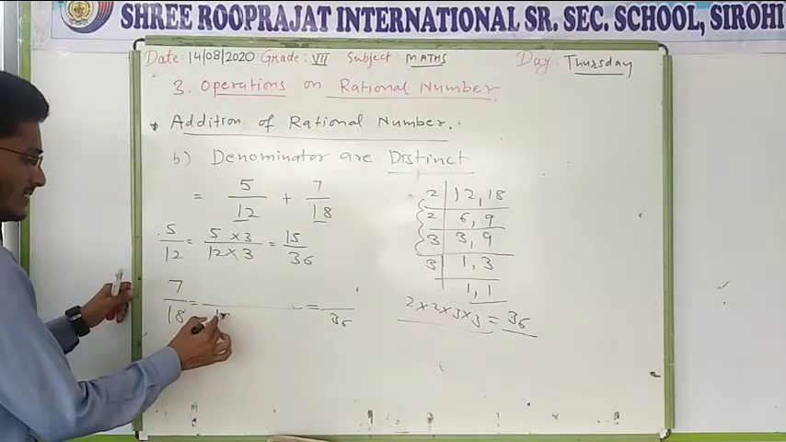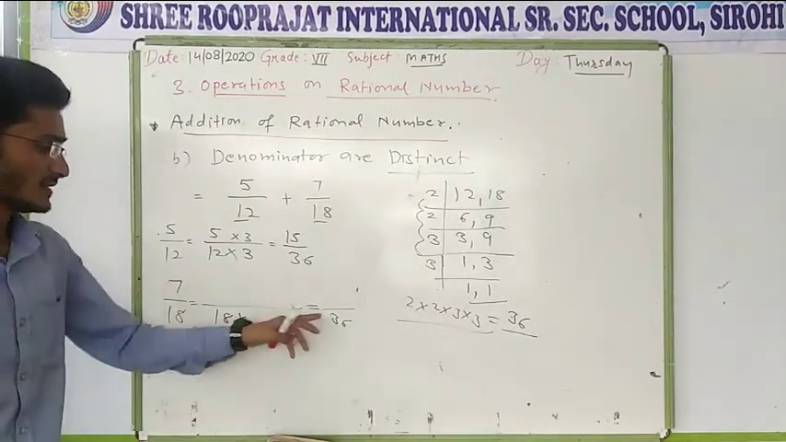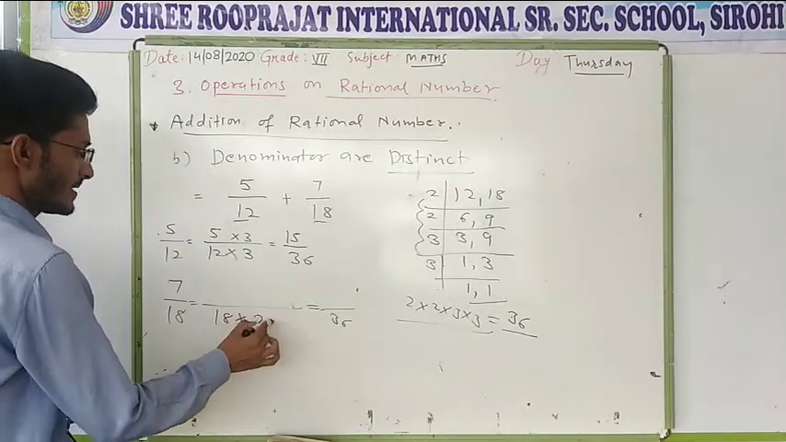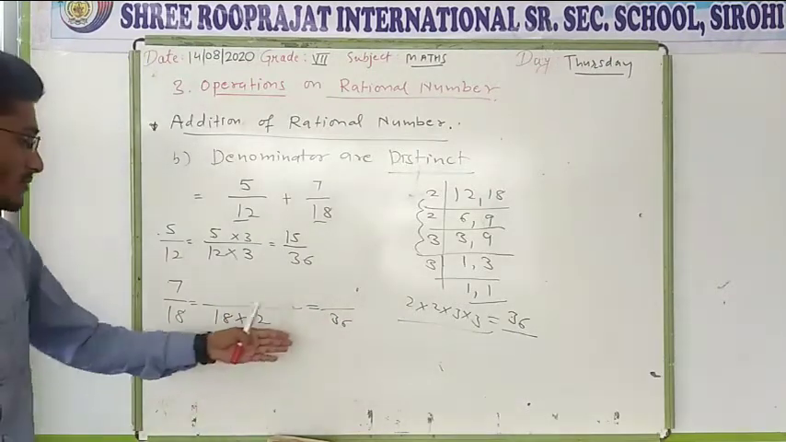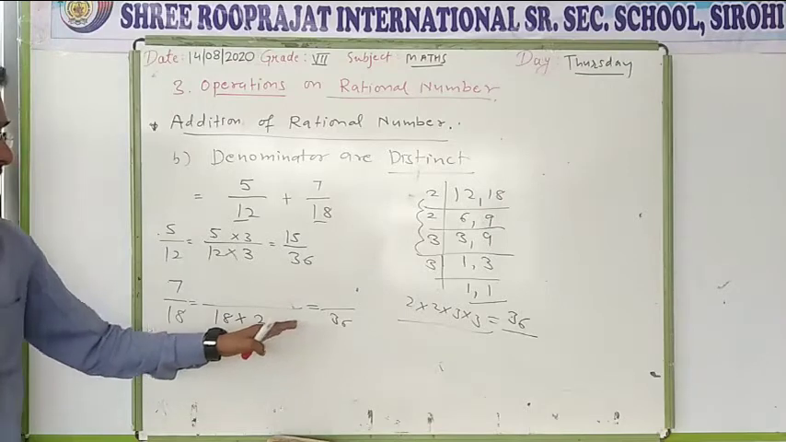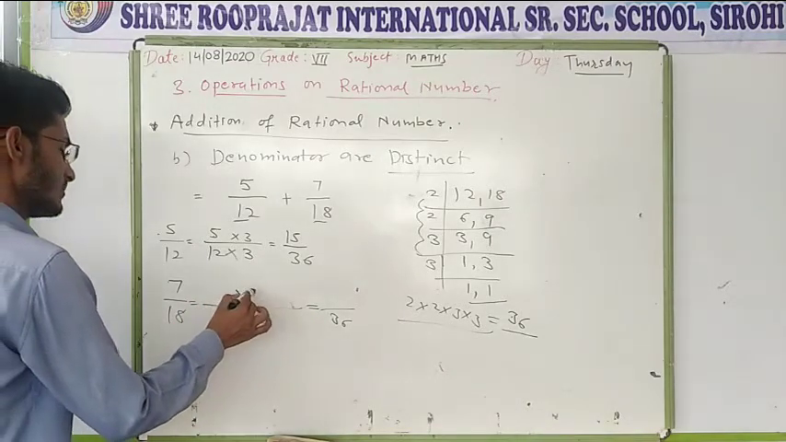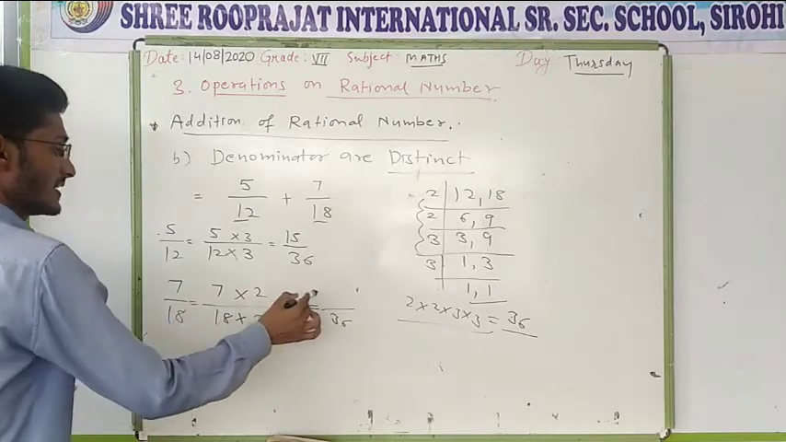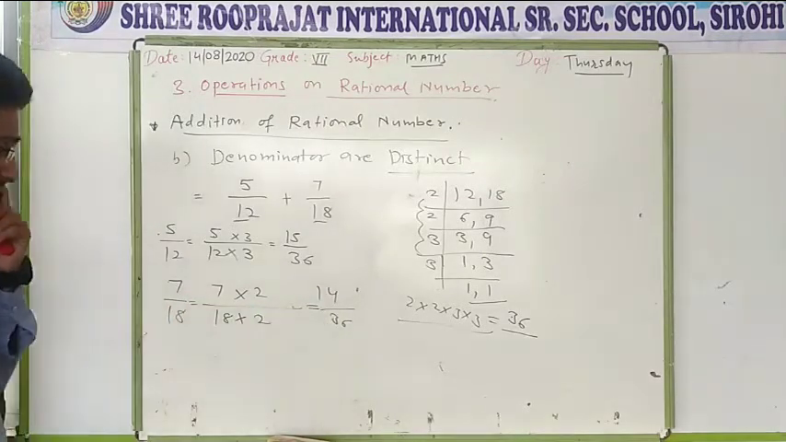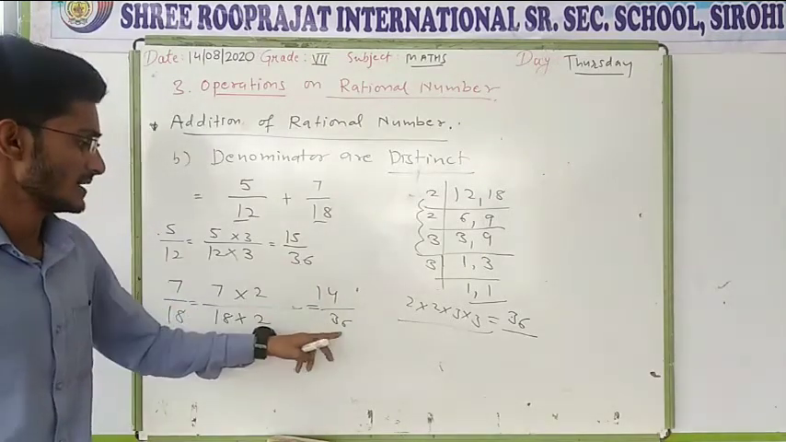Same now for 18. In place of 18, now you need 36. What will you do? You have to multiply by 2. If you need a greater number, that means you have to multiply. If you need a smaller number, that means you have to divide. So in the same way you multiply the numerator by 2. Here you will get 14. So now you can see 36 and 36.